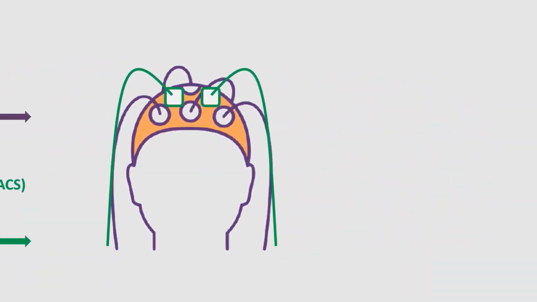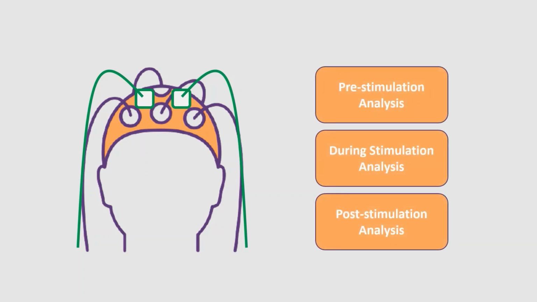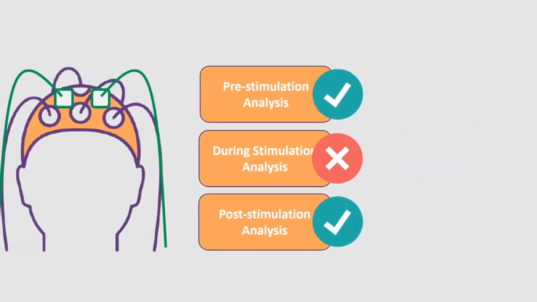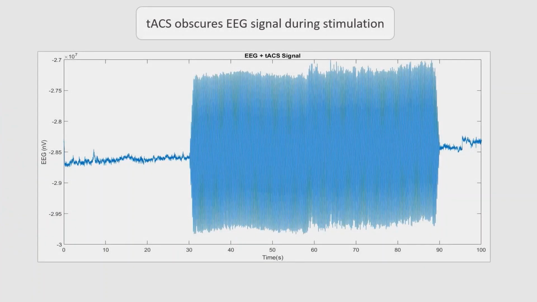Currently, the effects of TACS injection onto the underlying EEG can only be analyzed before and after stimulation. Direct analysis during stimulation is not possible. The EEG cannot be observed because it is completely obscured by large stimulation artifacts.